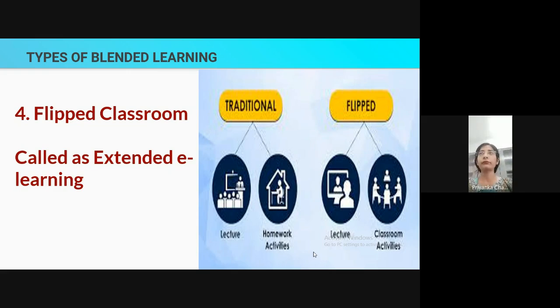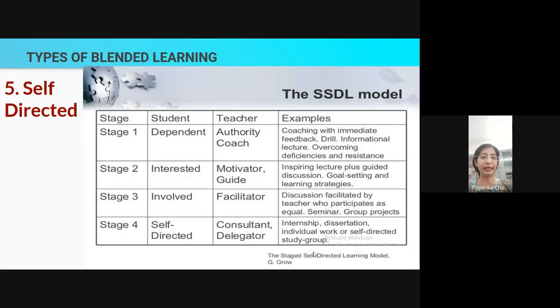Next is self-directed. Self-directed means here student try to find out, want to learn and present it in front of teachers. What they want to learn, they present it in front of their teachers. But there are some stages for that. Stage one is here teacher's role is authoritative and they provide coaching to the students. The role of student is they are totally dependent on the teacher to learn something, like in case of coaching or practice session.